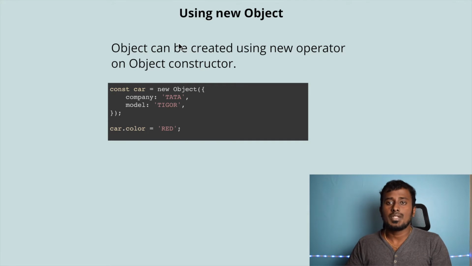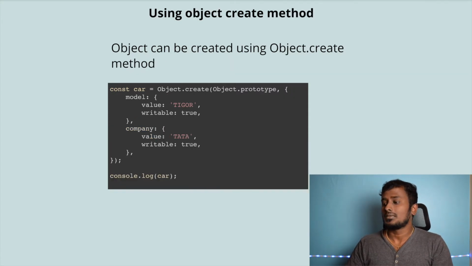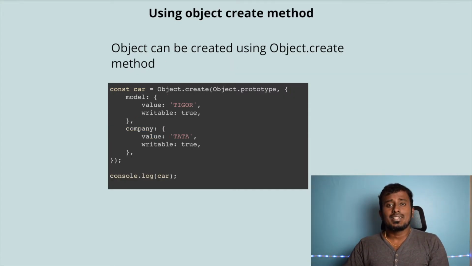So the first way was to create using object initializer. The second way is to create using new object constructor. The third way to create an object in JavaScript is the object.create method. The advantage of using this method is that if you want to create an object with inheritance, which means that you want to create an object by inheriting another object, you can use this method.